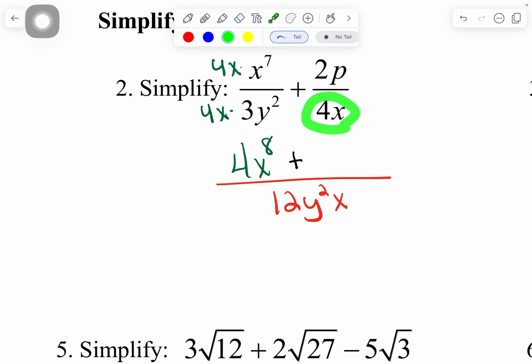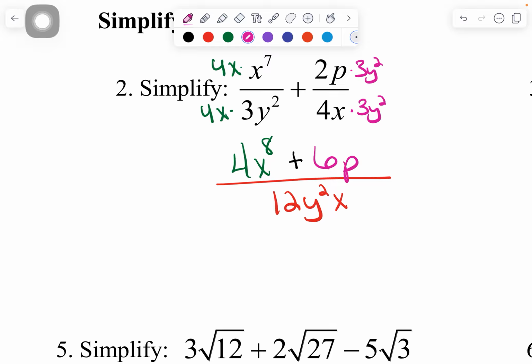How do you get from 4x to 12y squared x? Well, you multiply by 3y squared. So times 3y squared. So that's going to be 2 times 3 is 6py squared. None of this is like, well, actually, I lied. There is one thing you can do to simplify.